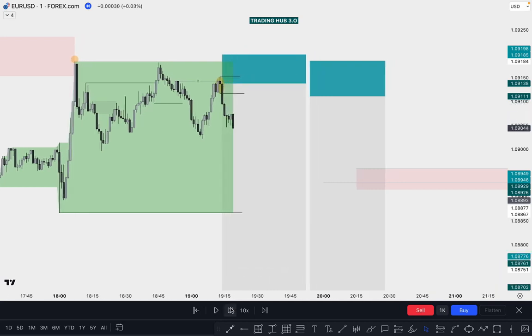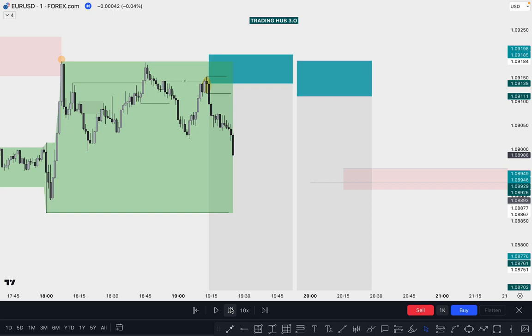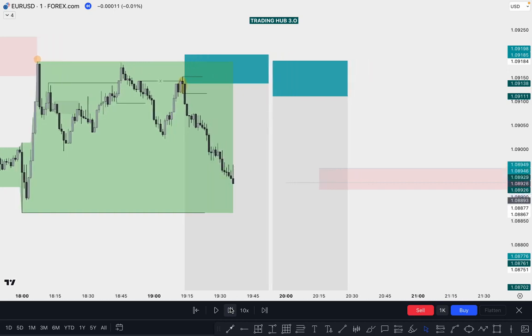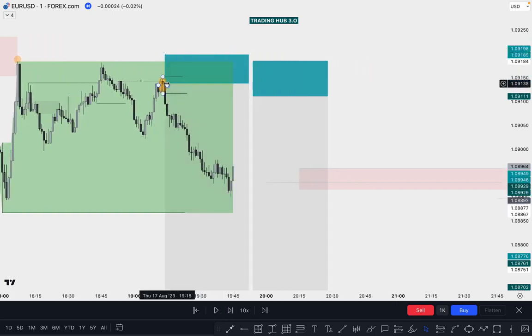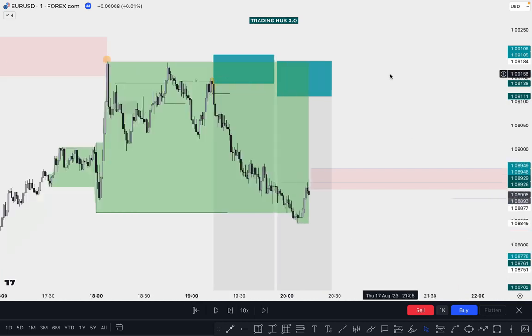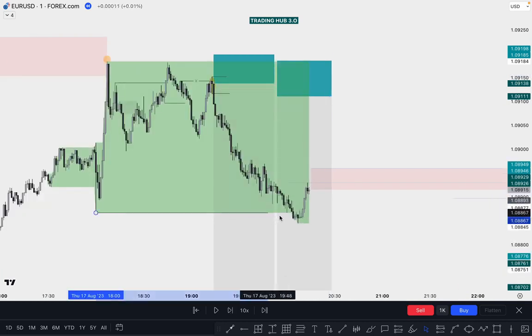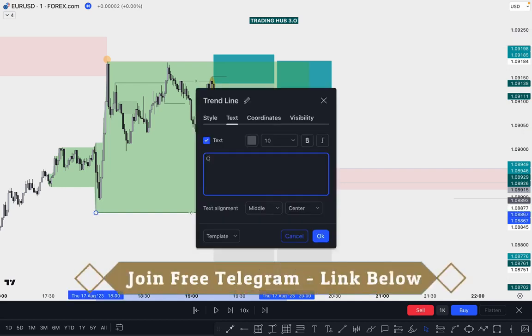If it mitigates, this one is a valid entry. If it does not mitigate, which is also fine. So the first entry is mitigate. I mean, the first entry is already executed here. Okay, all right. So what happened here? The main low is broken here. It means this is our actual CHoCH here. Right, this is our actual CHoCH.